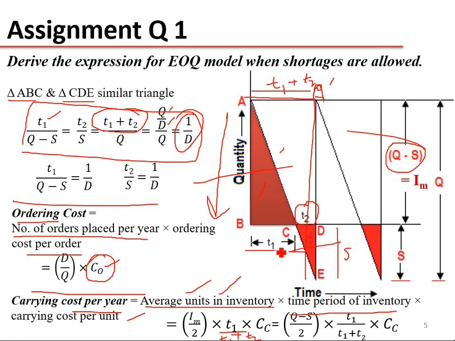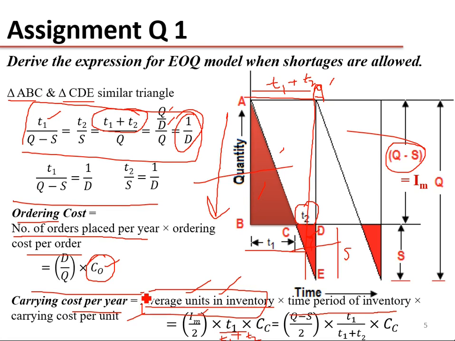For T2 you don't have the inventory over there, and furthermore whenever you get the order, you are going to give this much number of units only to the already existing back orders. You just complete the back orders over there. So you are not going to keep this number of units in the inventory. So you are going to hold in the inventory only Q minus S units, which is IM. So I put this IM over there, and we know this.